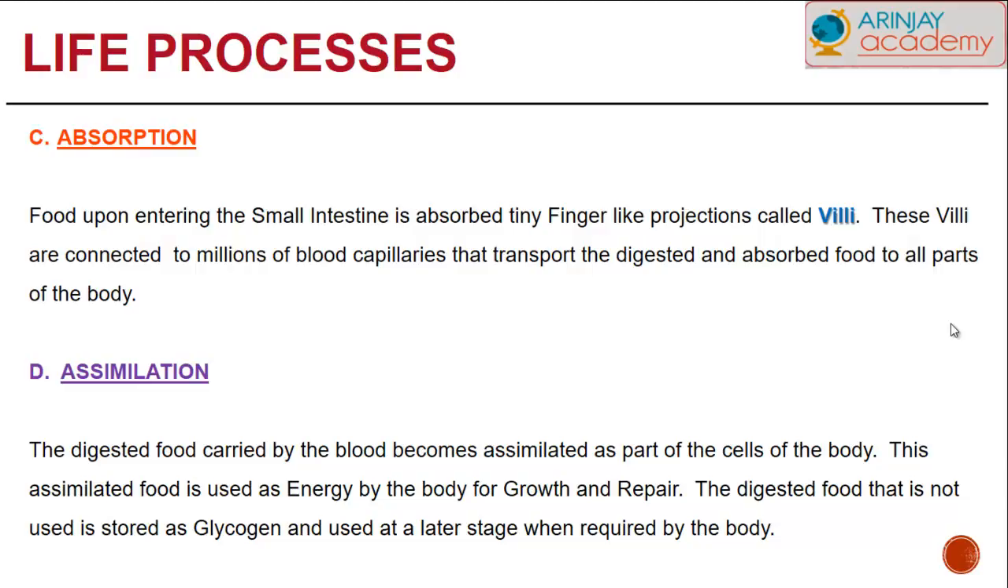After absorption has taken place, assimilation comes in. This is when the digested food is carried by the blood and is disposed of in all the different parts of the cells of the body. This assimilated food is now used as energy by the body for growth and repair. The digested food that is not utilized is stored as glycogen and used at a later stage when required by the body.